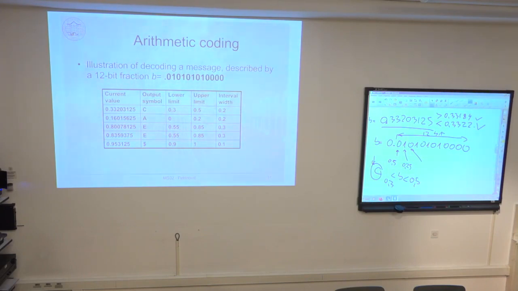It's enough. I have decoded the whole message, and I have found out the decoded value, let's say, okay? So it is rather simple. It is based simply on subtraction and division.